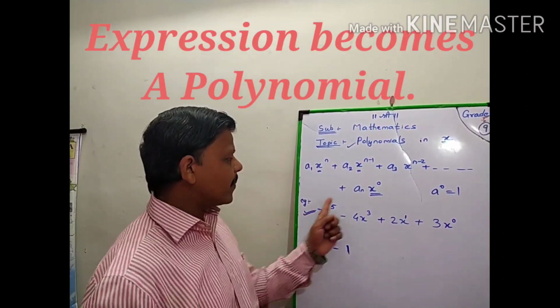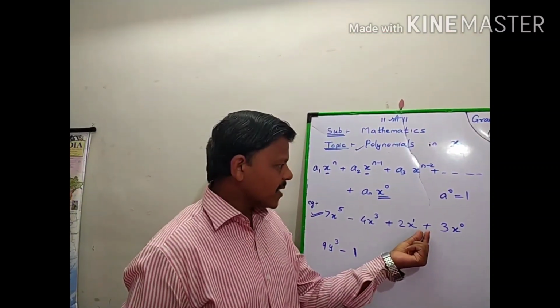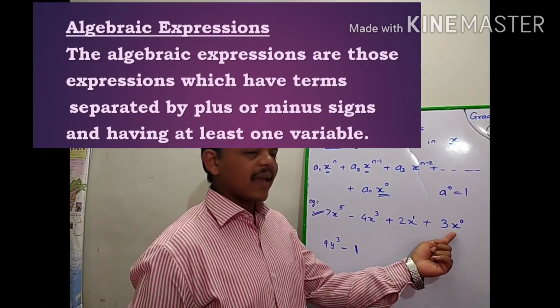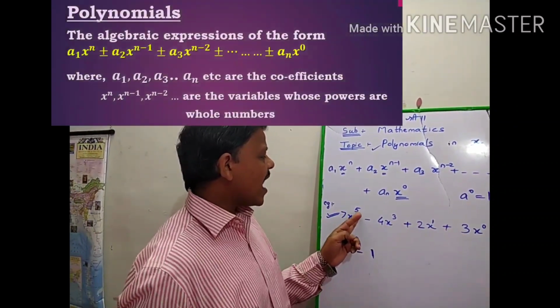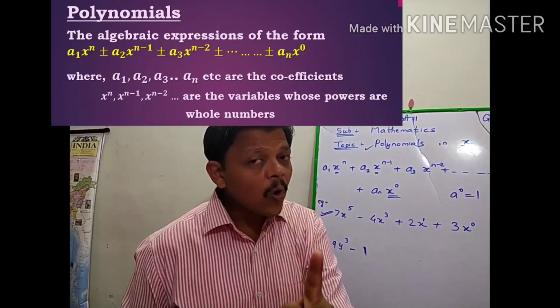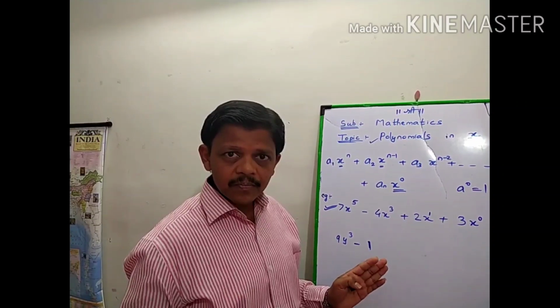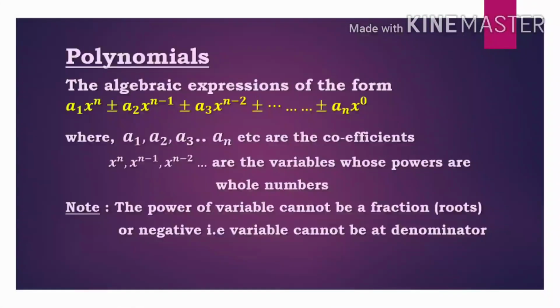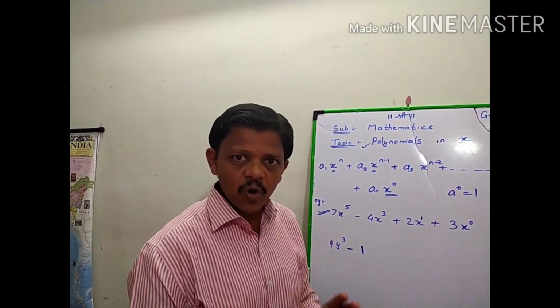Why algebraic expression? Because it contains terms separated by plus or minus signs. Further, having at least one variable x, hence an algebraic expression. And all the variables having powers which are whole numbers. Now dear children, this definition you may not find in all the books. That is why I am giving you a definition. Very, very important: an algebraic expression such that powers of the variables are whole numbers. No negatives, no fractions, no roots.